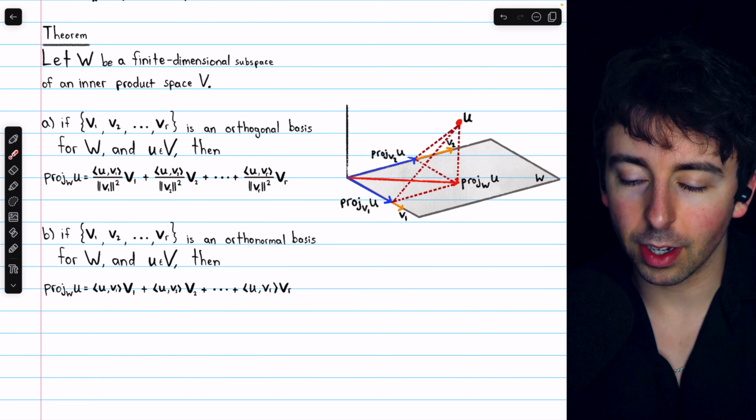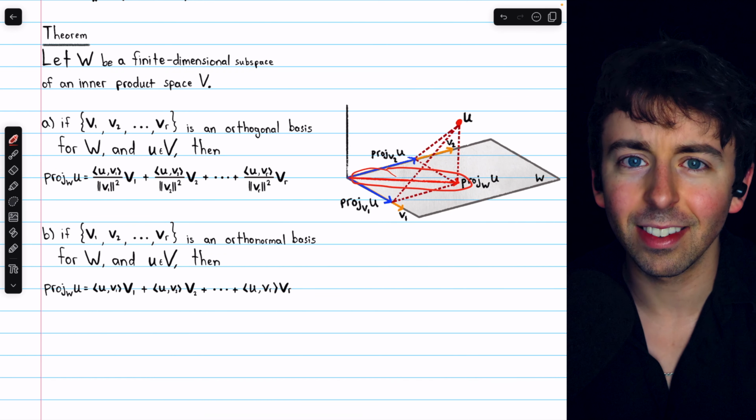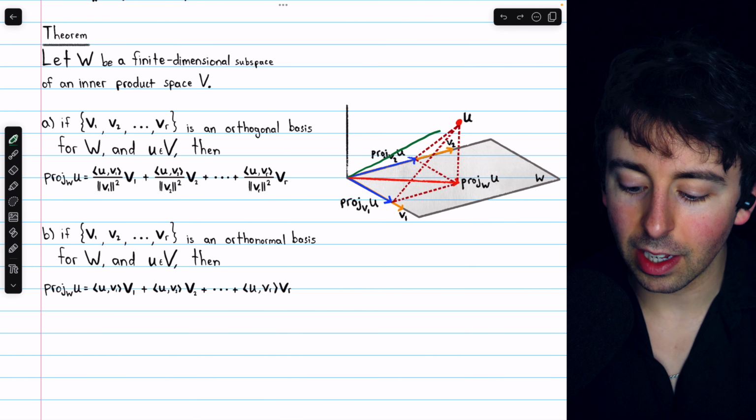Now the sum of those projections on the basis vectors gives us this, the projection of u onto the plane, the projection of u onto that subspace. Again, we'd often think of this as the shadow cast by u down onto that subspace.